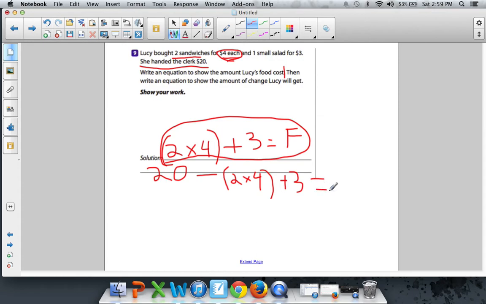Only this time, when we do all this work, it's not going to equal how much the food cost. It's going to equal how much change she gets back. Do you see how you do that? You just put like a letter there for what you're talking about. That's what a variable is. And this is a fine answer. We're done. We got one more thing to do.